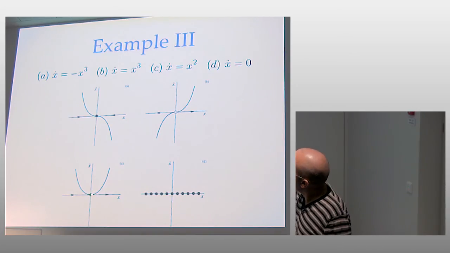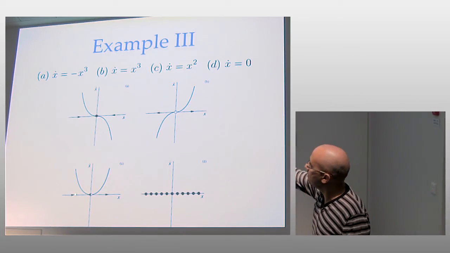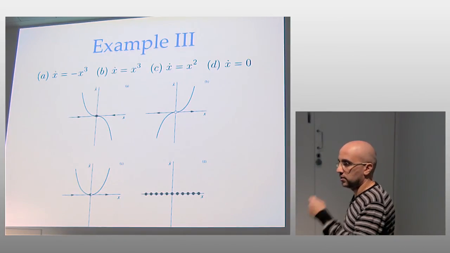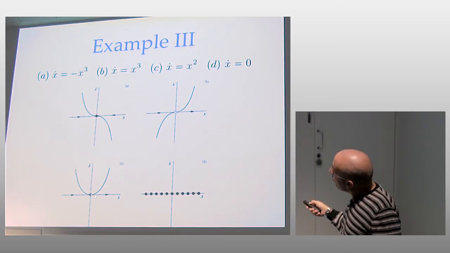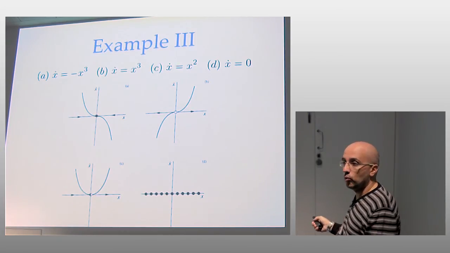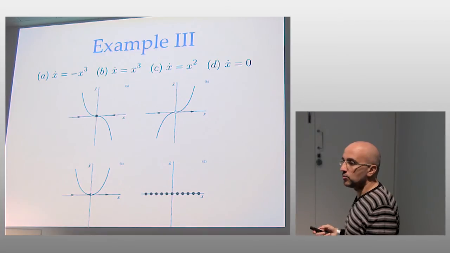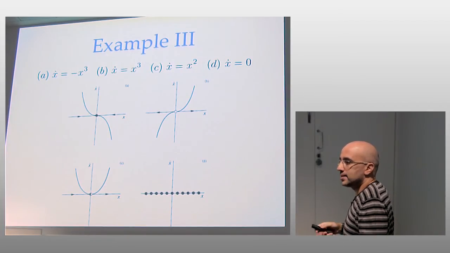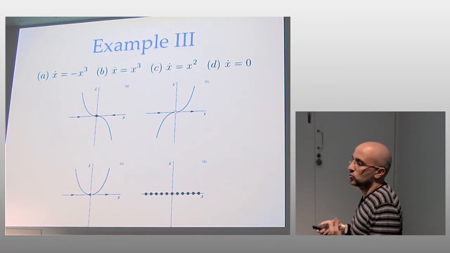It is called half stable because, in fact, that's the reason why it's half black and half white. If you're here, of course, you don't move. But if you move to the left a little bit, then the velocity field will take you back to the point. If you go to the right a little bit instead, the velocity field will take you away. So it is stable if you go to one side, and it's unstable if you go to the other side. That's why it's called half stable.